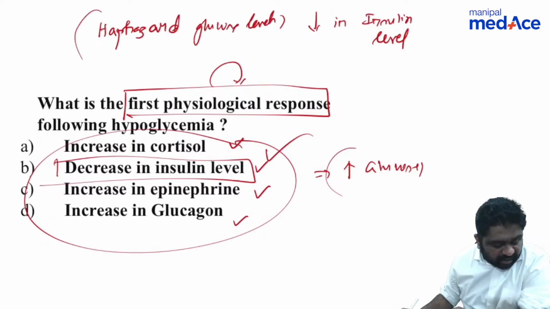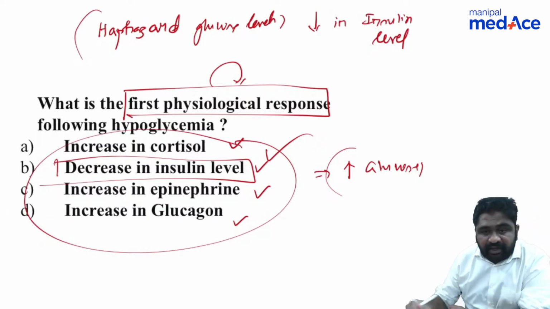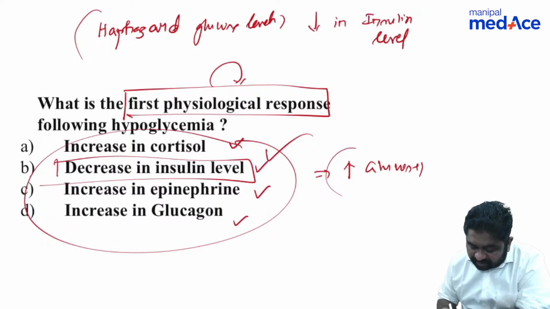You have a very high Km value. Now, Abhishek, it is GLUT2, so make sure you remember this. GLUT2 will be activated. Okay. Now, what happens after that?